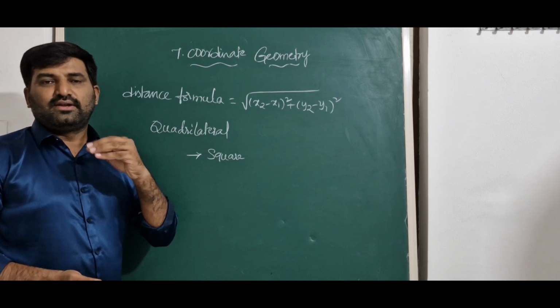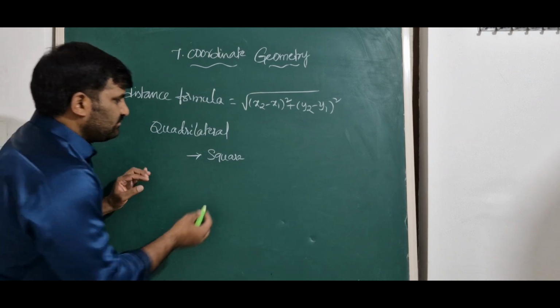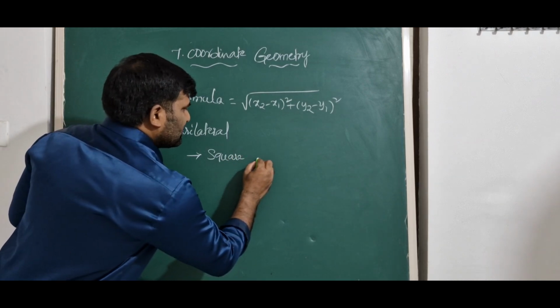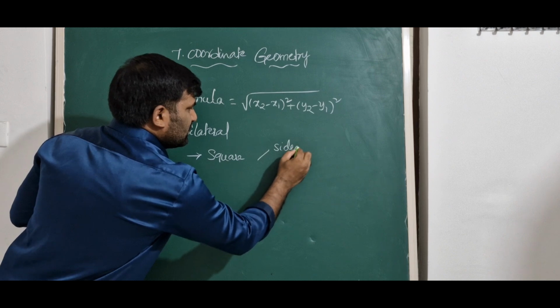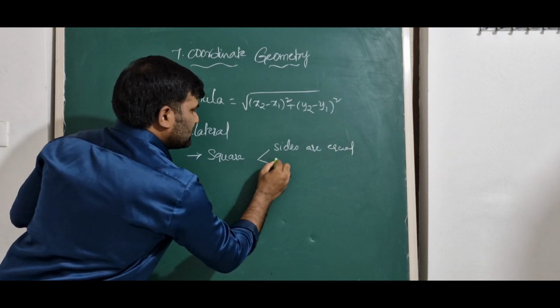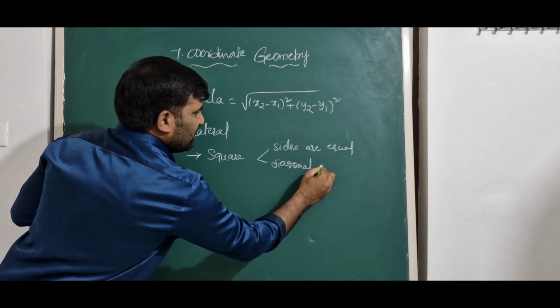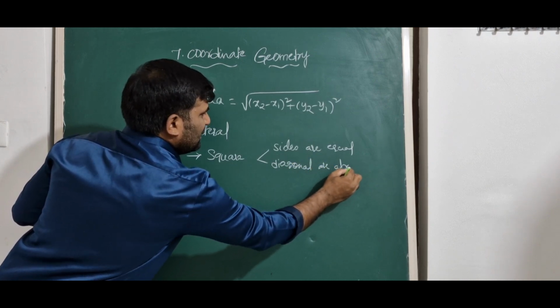Even if it is not equal, we need to find it, because we need to check whether it is equal or not, right? So for a square, sides are equal and diagonals are also equal. Square sides are equal, diagonals are also equal.